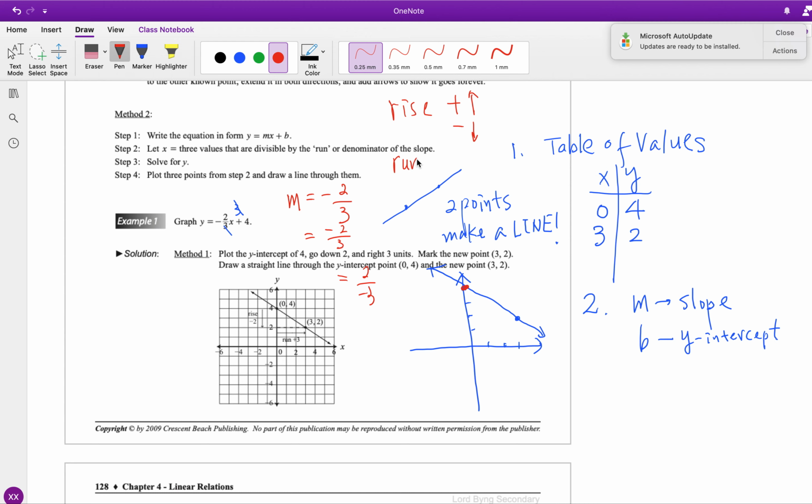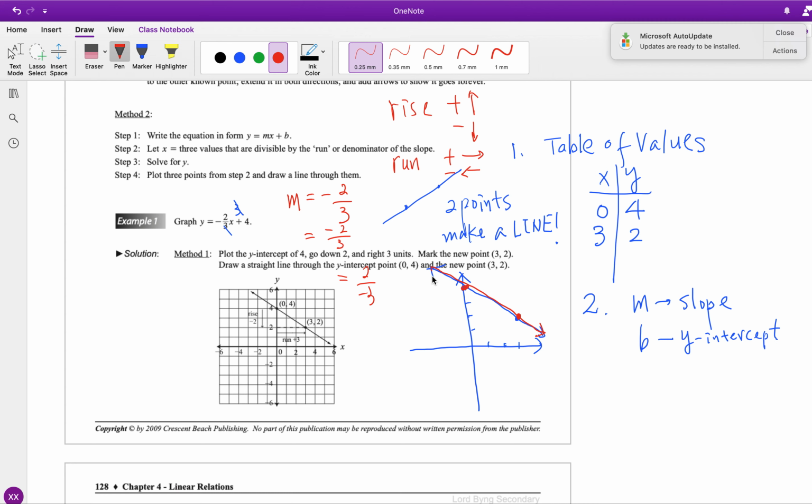Run, if it's a positive, you go right. If it's a negative, you go left. So either I use negative 2, so my rise is go down. I go down 1 and 2, so it's here. And then my run is positive, so 1, 2, 3. See, I ended at this dot. That's my 2 dots, and then I draw this line.